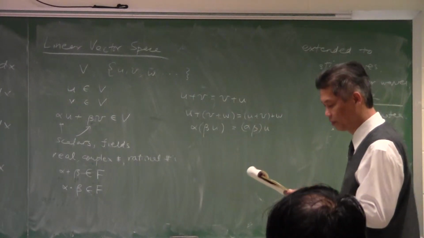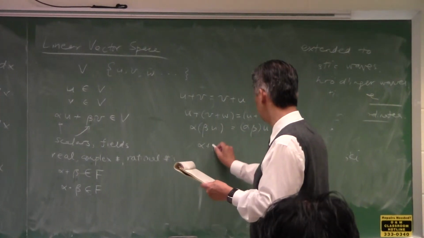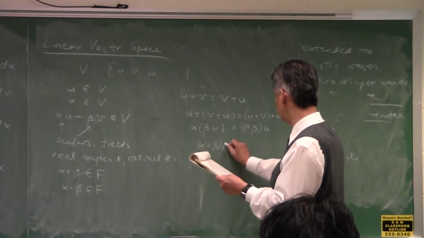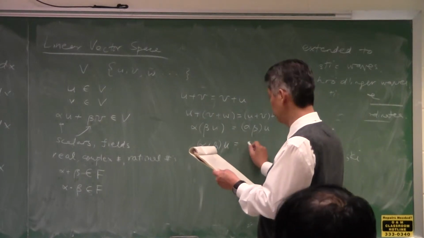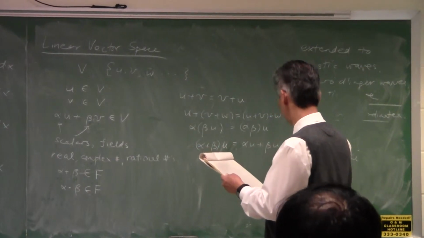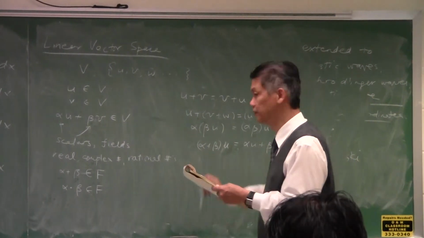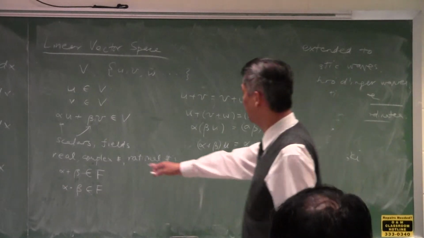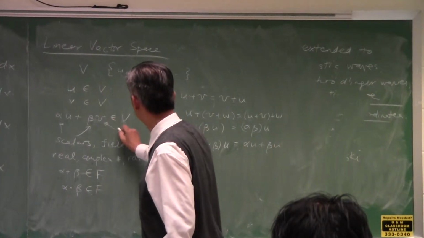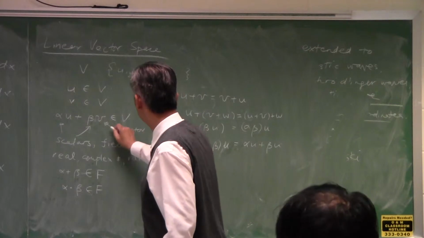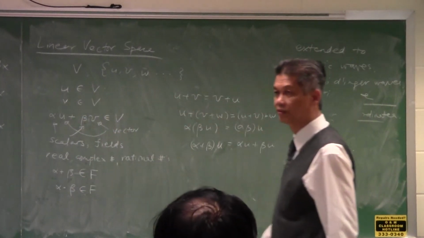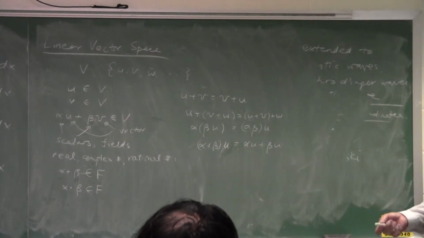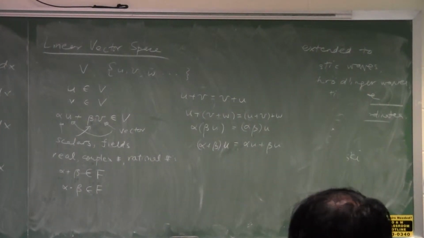This is true. And then you have this distribution when multiplied by the sum of the two fields. This is true. Okay. Here U is a vector, alpha, beta are scalars. Yeah, alpha and beta are scalars. V is a vector. V and U are vectors. Okay, I use Roman alphabets to denote vectors, Greek alphabets to denote scalars.